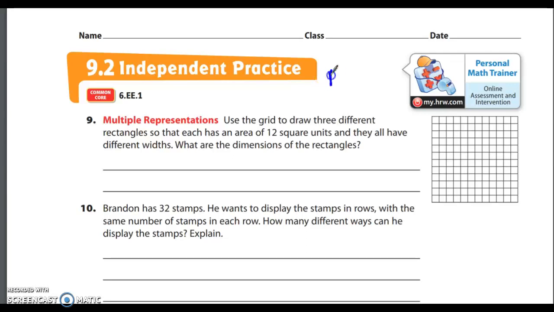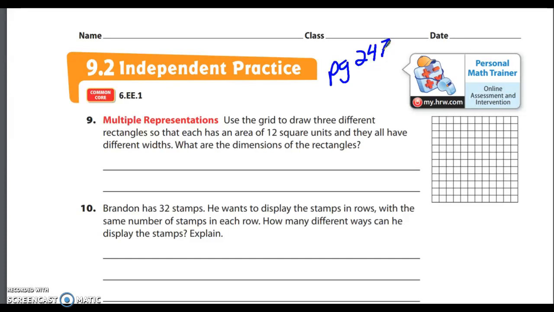Okay, we're on page 247. This is the lesson 9.2 independent practice. For as much of this worksheet as possible, I suggest that you read and try the problems and then use the video to check your answers.